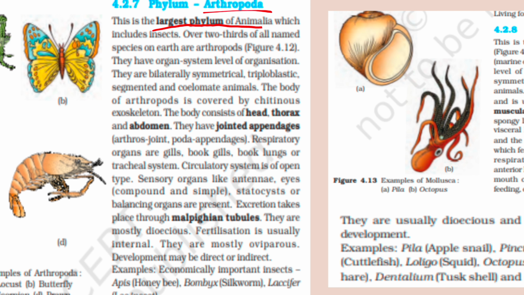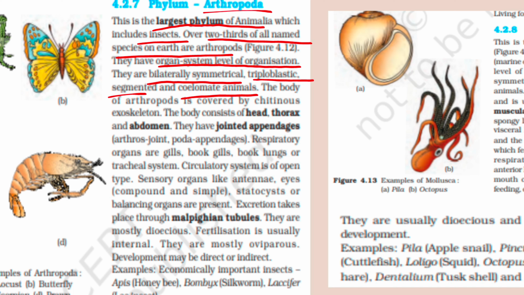Arthropoda is the largest phylum of Animalia. It includes insects. Over two-thirds of all named species on Earth are arthropods. They have organ system level of organization, bilaterally symmetrical, triploblastic, segmented, and coelomate. The body of arthropod is covered by chitinous exoskeleton. It consists of head, thorax, and abdomen. They have jointed appendages. Arthros means joint, poda means appendages.